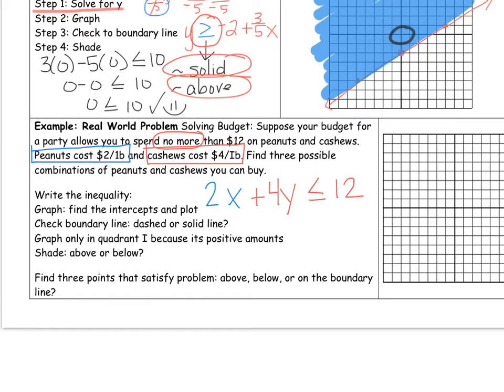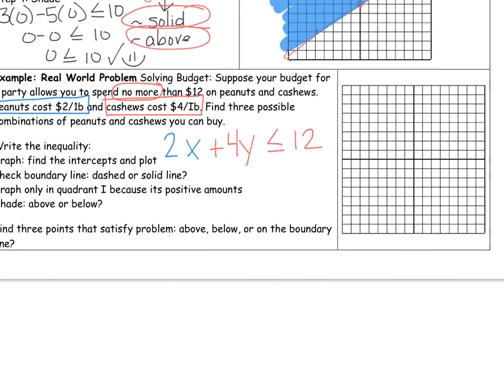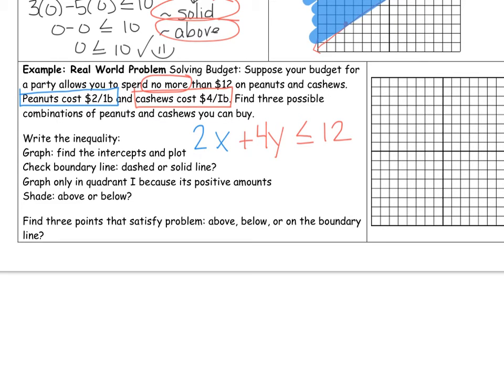So now we have to graph this, and we have 2 options. We can change it to y equals, or we can graph it using the x and the y-intercepts. I'm going to use the x and y-intercepts because for me it's just easier, but we need to find them first, and I'm going to do that down here.